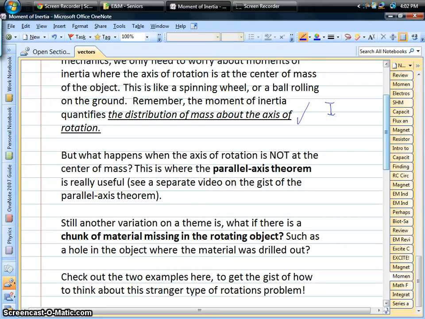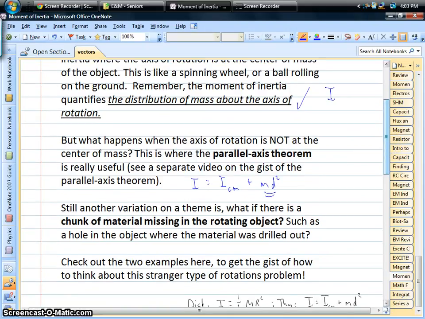And the gist of it is that the moment of inertia in a case like that would be the normal moment of inertia when the axis is the center of mass, but then plus the mass of the object times the distance squared from the center of mass to the new axis of rotation. Okay, it's just this new little quantity that you add on to figure out the new moment of inertia. Okay, so there's a separate video just to introduce that concept.